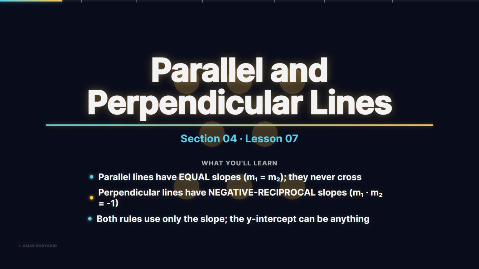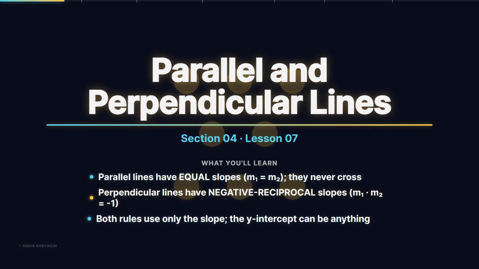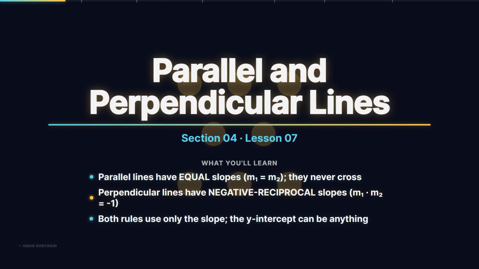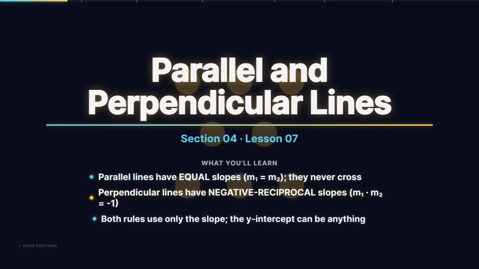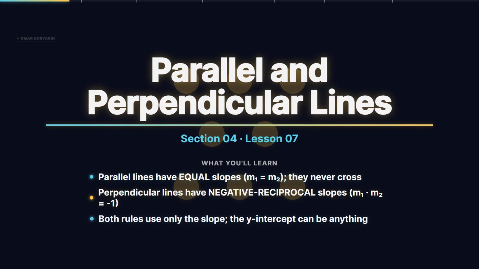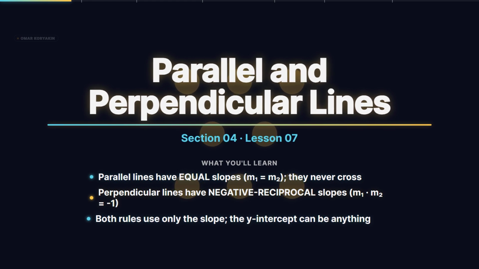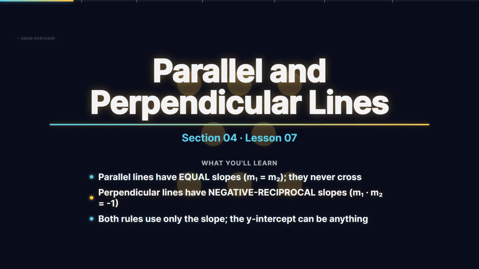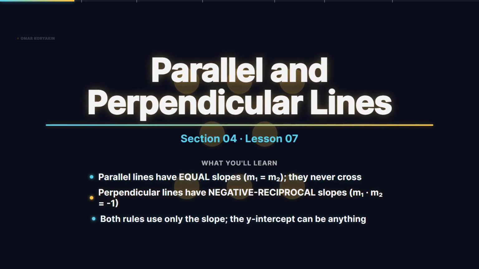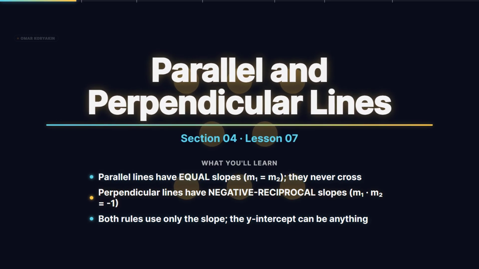Third idea: to write the equation of a line that is parallel or perpendicular to a given line and passes through a specific point, the workflow is straightforward. Identify the slope of the given line. Compute the new slope using the parallel rule, equal slopes, or the perpendicular rule, negative reciprocal. Use the new slope and the given point with the point-slope form from Lesson 5 to write the equation of the new line. Optionally convert to slope-intercept or standard form for the final answer.